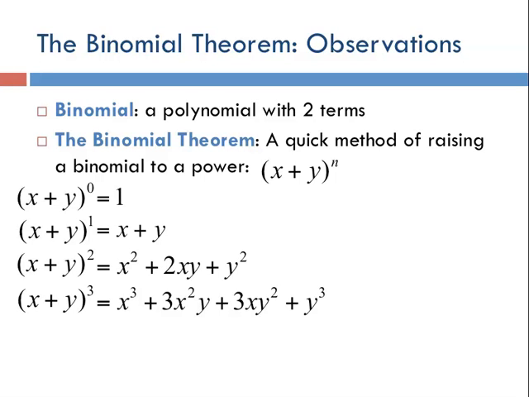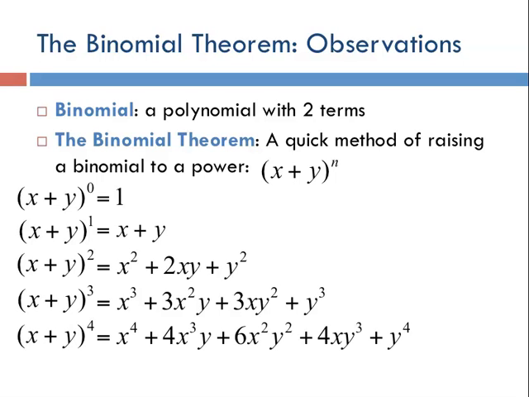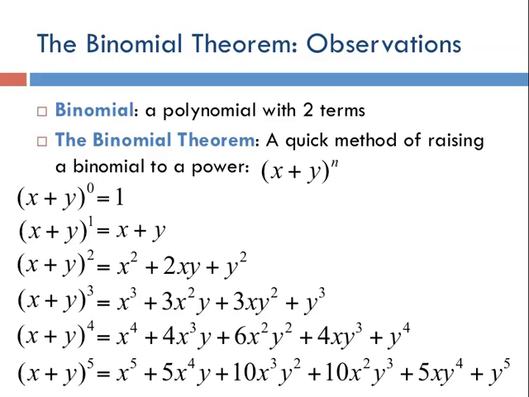We're going to do this for two more, and then we'll take a look and see what kind of patterns we see. So x plus y to the fourth, you take x plus y cubed, multiply that by x plus y, we end up with x to the fourth plus 4x cubed y plus 6x squared y squared plus 4xy cubed plus y to the fourth. And then raised to the fifth power, we have x to the fifth plus 5x to the fourth y plus 10x cubed y squared plus 10x squared y cubed plus 5xy to the fourth plus y to the fifth.